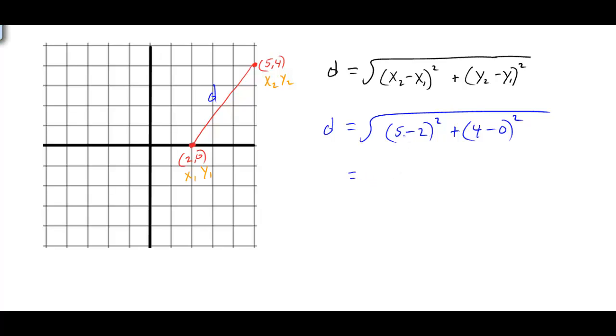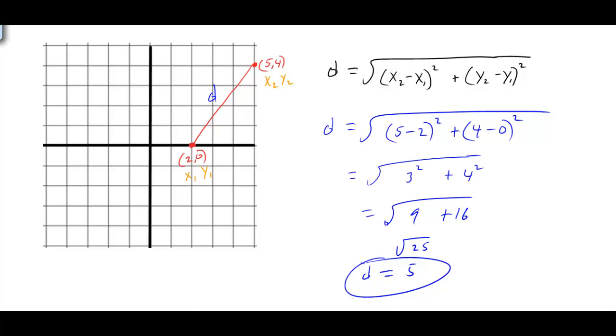So we're going to end up with 5 minus 2, which is 3 squared, plus 4 minus 0, which is 4 squared. So here we get the square root of 3 squared, which is 9, plus 4 squared, which is 16. So once again, we get the square root of 25, and we end up with a distance of 5.